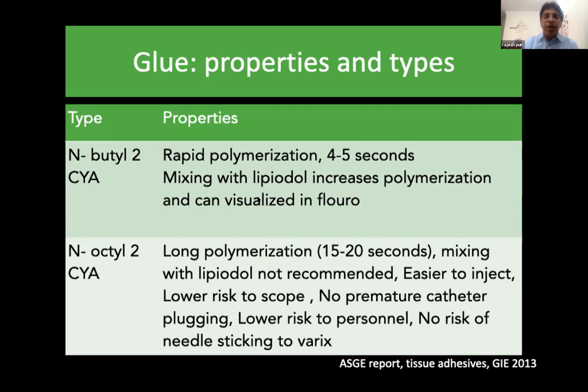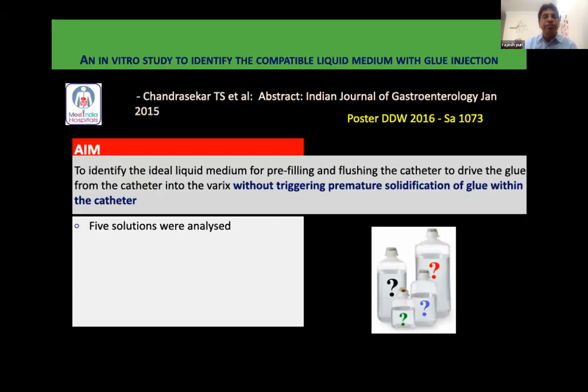N-octyl cyanoacrylate glue has a polymerization time of 15 to 20 seconds. Mixing with lipid oil is not recommended. It is easier to inject, with low risk to the scope, no premature catheter plugging, lower risk to the personnel, and no risk of needle sticking to the varix. So N-octyl cyanoacrylate glue, in my opinion, is better. But if you don't have it, then mixing the N-butyl with lipid oil in a 1:1 solution is preferable.